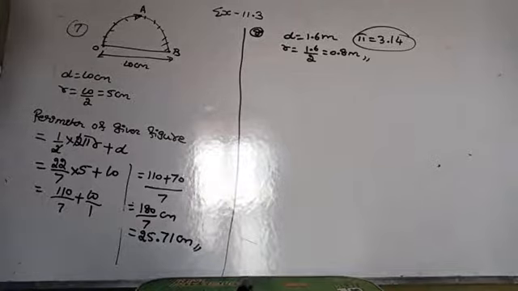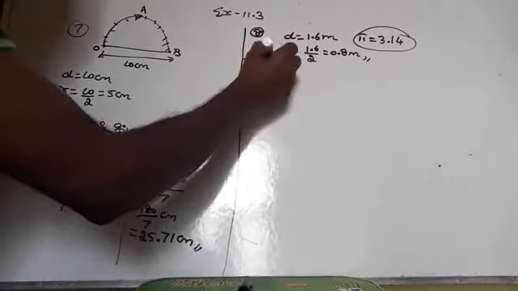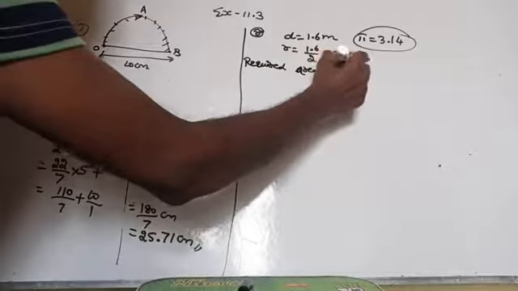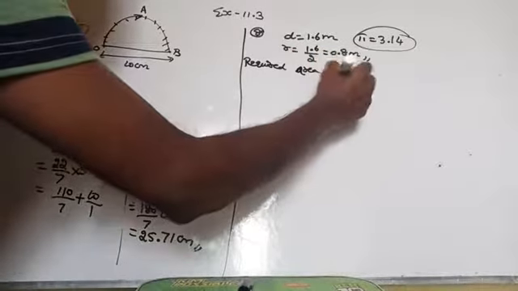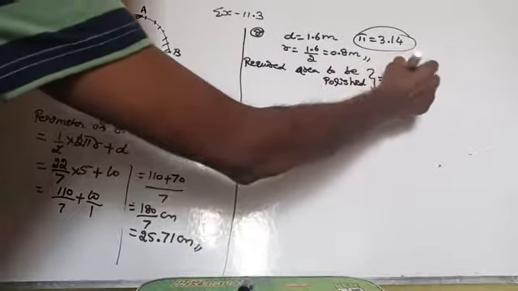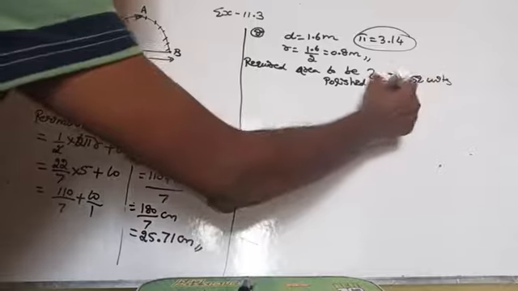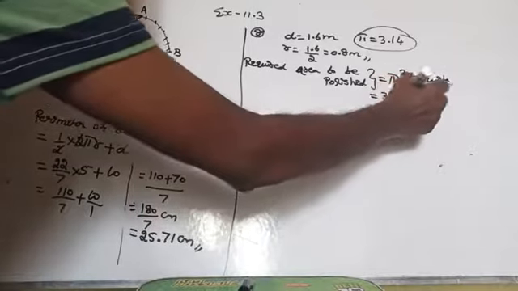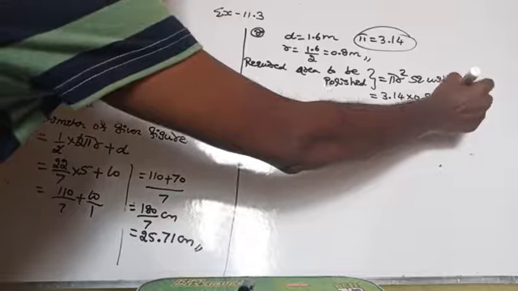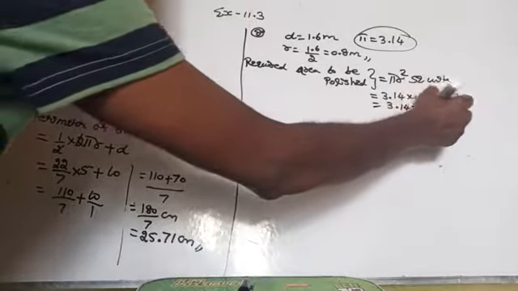Required area to be polished is equal to the area of the circular tabletop, which is equal to pi r square units. The value of pi is 3.14. r is 0.8, so 0.8 into 0.8. It is nothing but 3.14 into 8 eights are 64, that is 0.64.